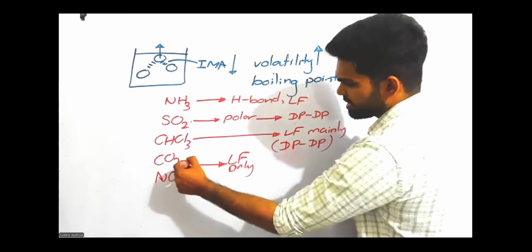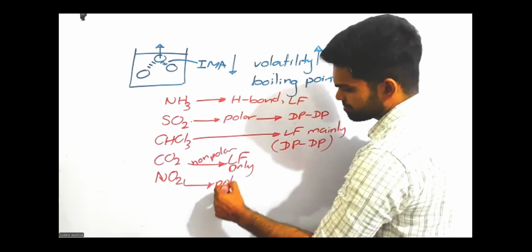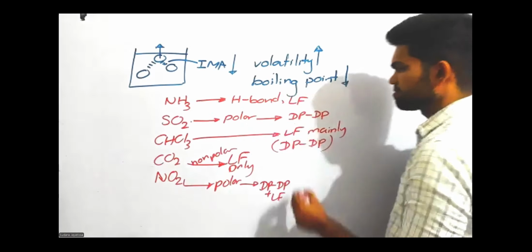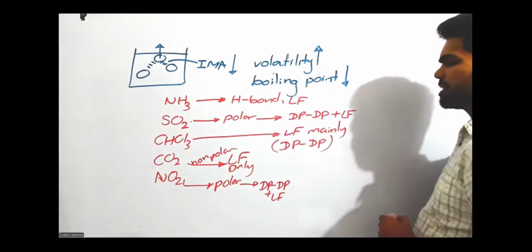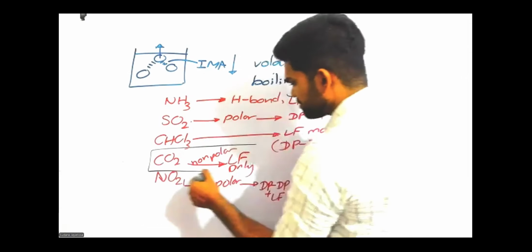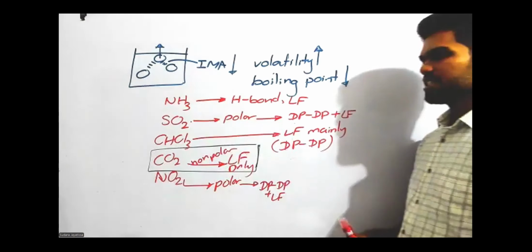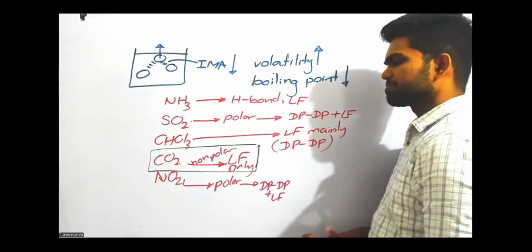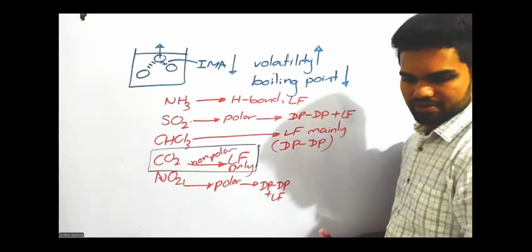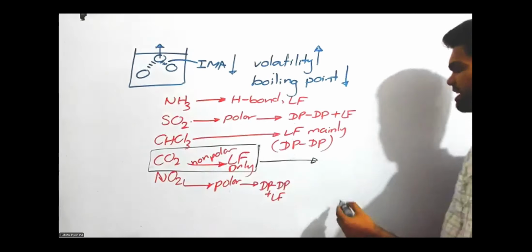London forces only, because it is a non-polar molecule. NO2 is a polar molecule, so it will have dipole-dipole and London forces. Here also, basically any molecule can form London forces, but for non-polar molecules, you have only London forces. Understood? London forces are the weakest, no? And their relative molecular masses are also in the same range. So CO2 is going to be the one with the weakest intermolecular attractions.